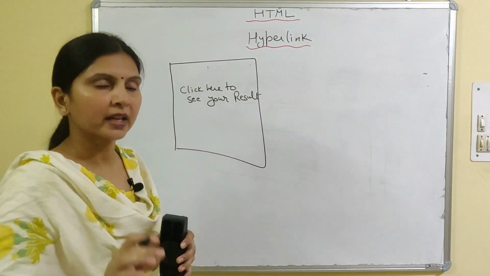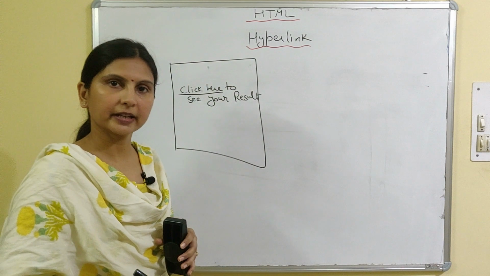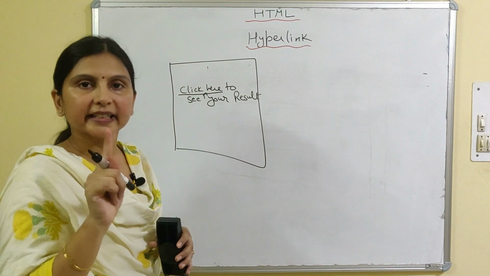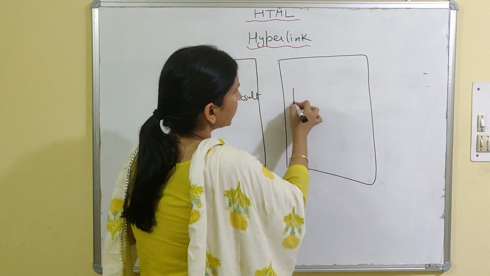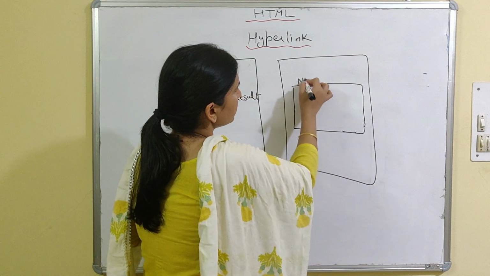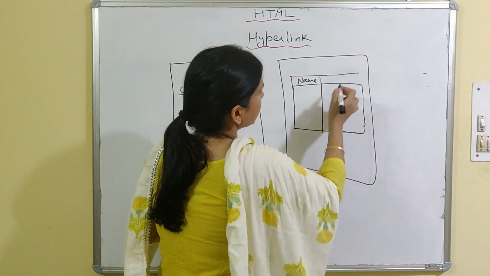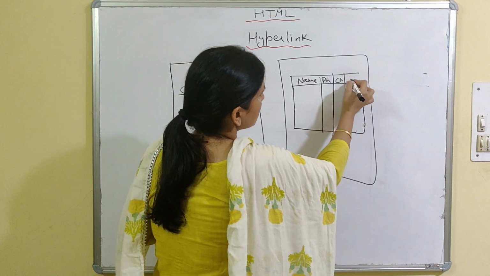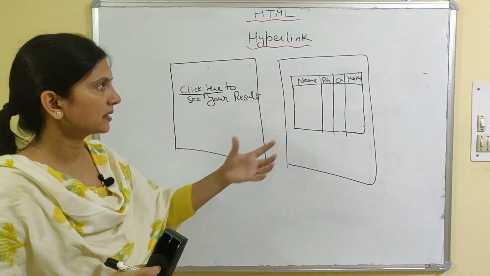Fine. So this is a text, and I will make "click here" a hyperlink. What I want is that when I click on the words "click here", another page should open containing one table with the name and a few subjects like physics, chemistry, maths. For example, this I want.